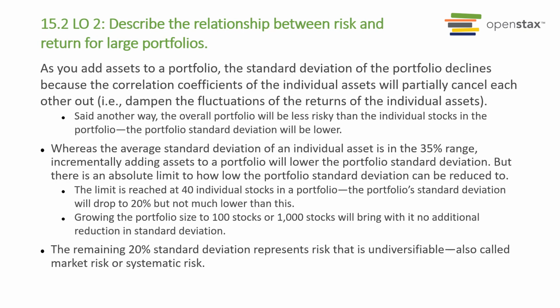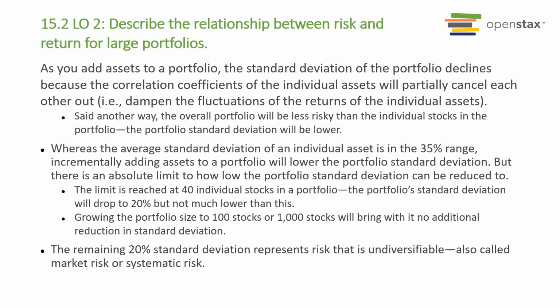Whereas the average standard deviation of an individual asset is around 35%, incrementally adding assets to the portfolio will lower the portfolio standard deviation. There is an absolute limit to how far the portfolio standard deviation can be reduced. At 40 individual stocks in the portfolio, the limit of risk reduction is reached. The portfolio standard deviation will drop to 20%, but not much lower than this. Growing the portfolio size to 100 stocks or 1,000 stocks will bring no incremental reduction in standard deviation.